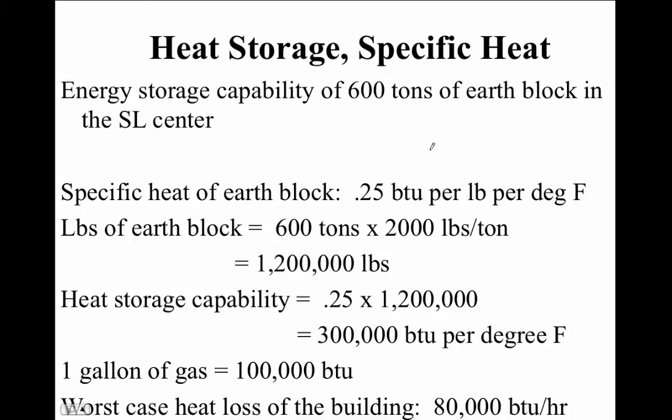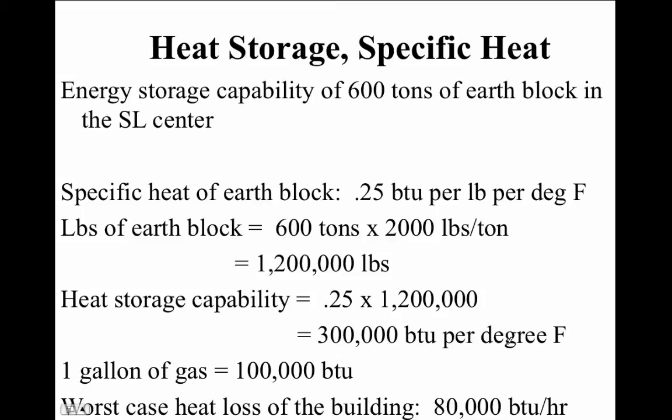Looking at the specific heat of earth block, it's 0.25 BTUs per pound per degree Fahrenheit. So we have to know how many pounds of earth block we have. We know it's 600 tons, at 2,000 pounds per ton. That gives us 1,200,000 pounds of earth block. Now what's the heat storage capacity of that? For each pound I get 0.25 BTUs for each degree Fahrenheit I raise it. So in this case I get 300,000 BTUs per degree Fahrenheit for the whole building.